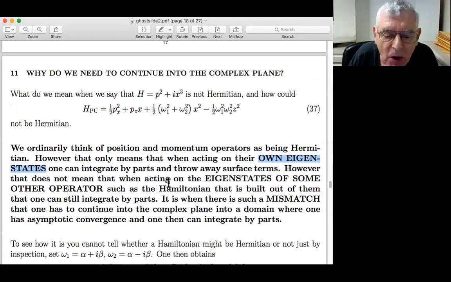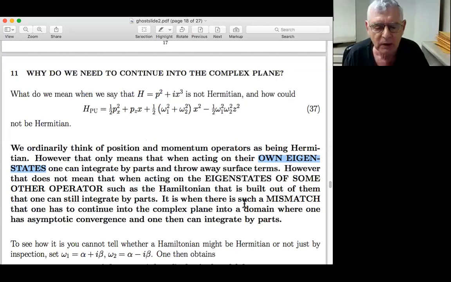When they're acting on their own eigenstates, you can integrate by parts and throw away surface terms. However, that does not mean that when you act on the eigenstates of some other operator, such as the Hamiltonian, you can still integrate by parts. And in fact, that's what happens. The eigenstates of the Hamiltonian are ones in which you cannot integrate by parts, and therefore, in that basis, the P and X operators are not Hermitian. So when would you ever have to care about this?